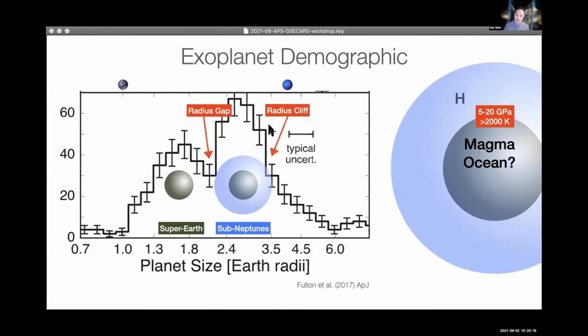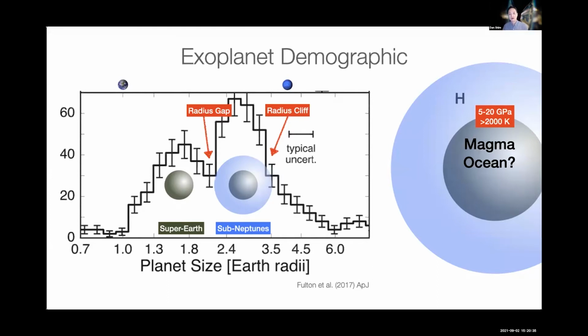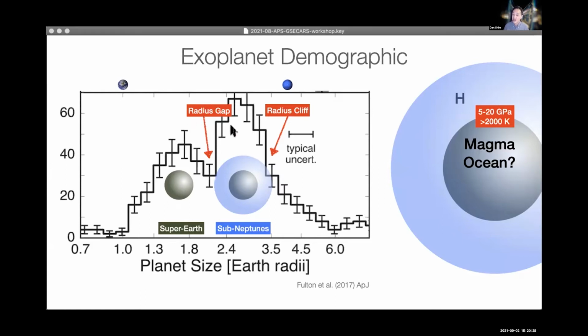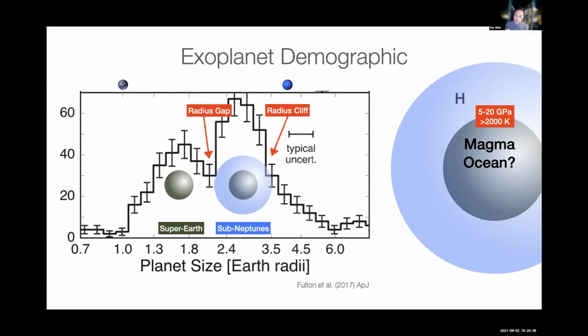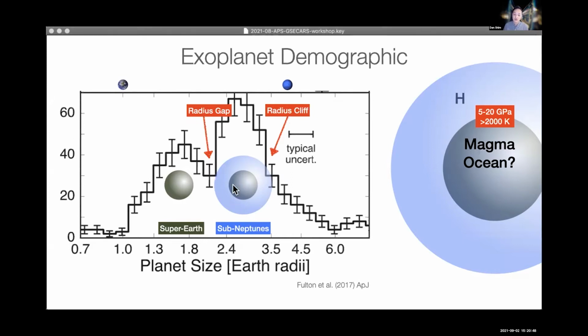If you go back to this histogram, you will notice a couple of very interesting, intriguing features. For example, there's a radius gap. There's a dip in between the population of super-Earths and sub-Neptunes. And then if you go to higher sizes of sub-Neptunes, the population tails off. So the most popular model for the radius gap is gas loss. Sub-Neptunes typically exist very close to their stars, and they might have lost a large amount of hydrogen atmosphere to turn into super-Earths.